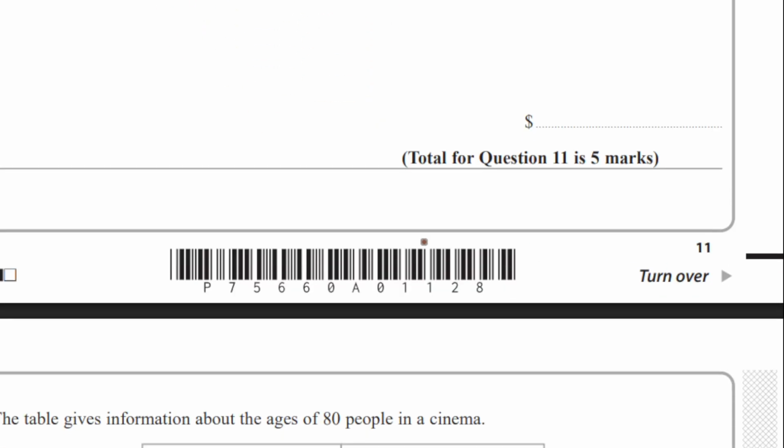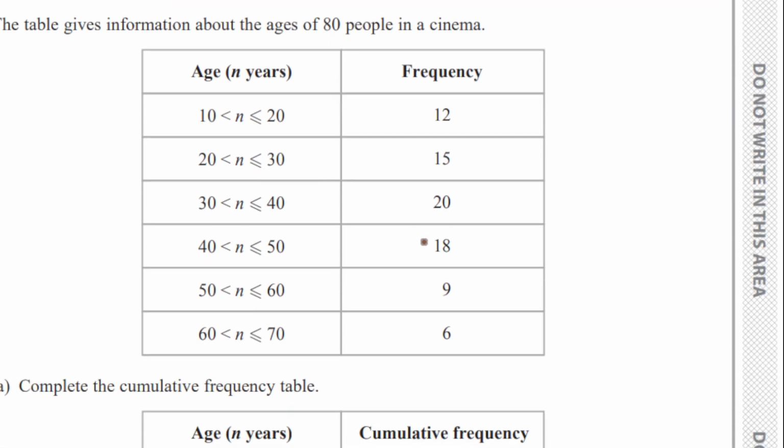That's 5 marks. Now let's look at question 12. Question 12 is cumulative frequency.